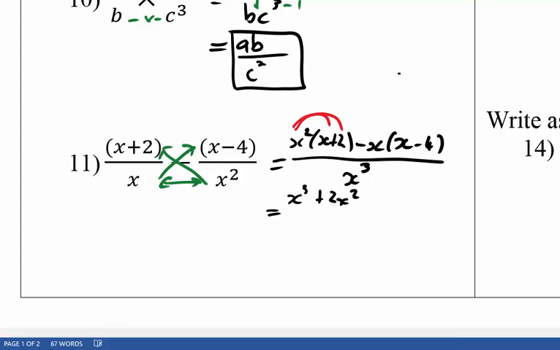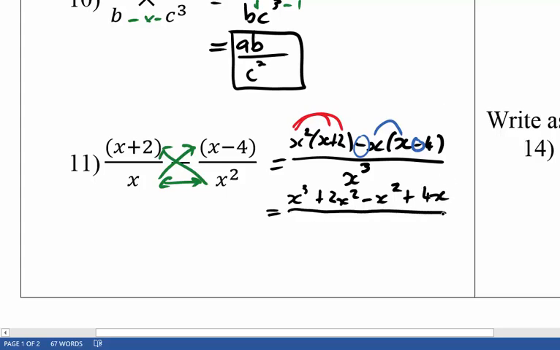Then I'm going to go, now remember this is a minus x, so it's a minus x times x. It's a minus x squared. And it's a minus x times minus 4. So minus x times minus 4 is a positive, minus times a minus is a positive, 4x. And that's all over x cubed.